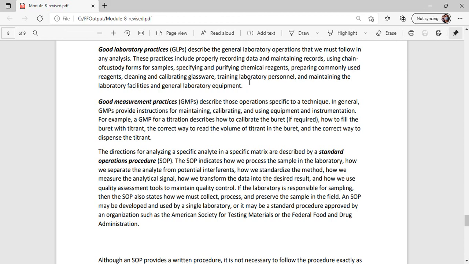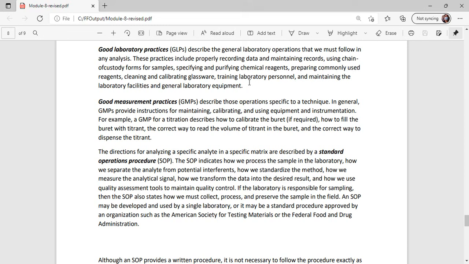How we standardize the method, how we measure the analytical signal, and also how we transform the data into a desired result. And we use the quality assessment tool to maintain our quality control. If the laboratory is responsible for sampling, then the SOP also states how we must collect, process, and preserve our sample in the field.